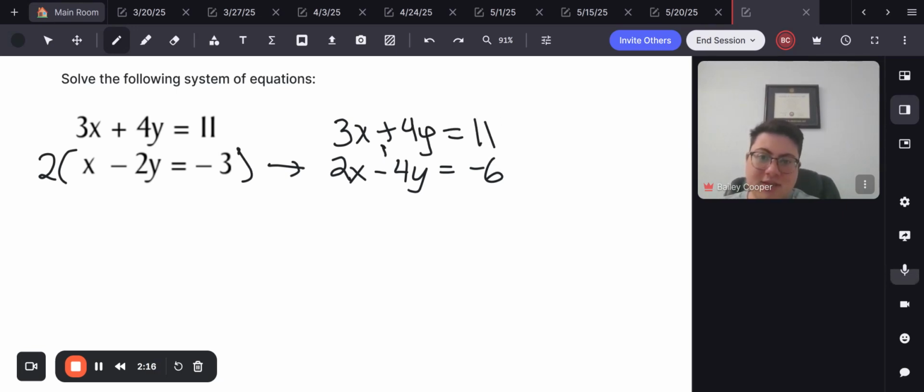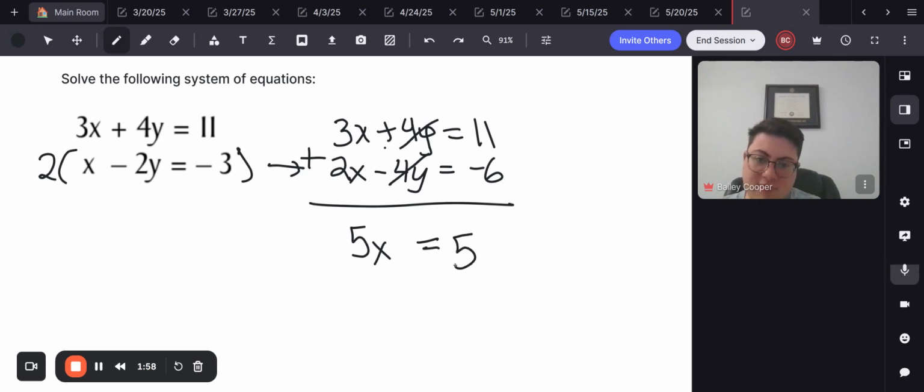And look at this. Now we have positive 4y and negative 4y. When we add those two equations together, they're going to cancel each other out. So let's do that. 3x plus 2x is 5x. Like I said, the y's cancel out. And this equals 11 plus negative 6, which is 5. Then we can solve this equation for x. Divide both sides by 5, and we get x equals 1.